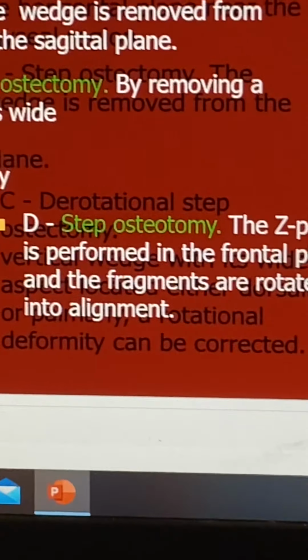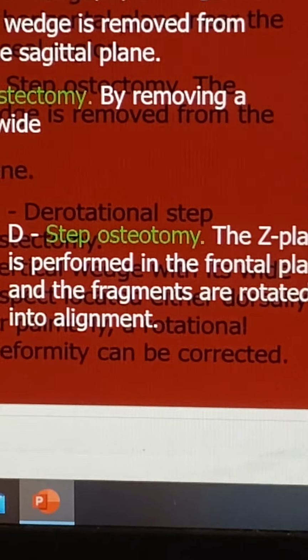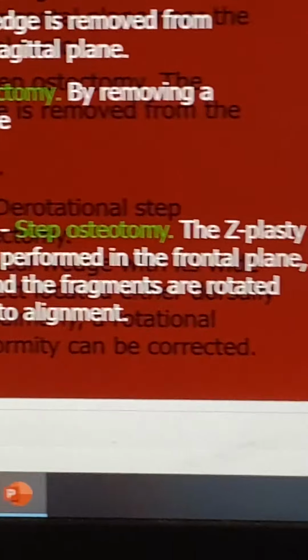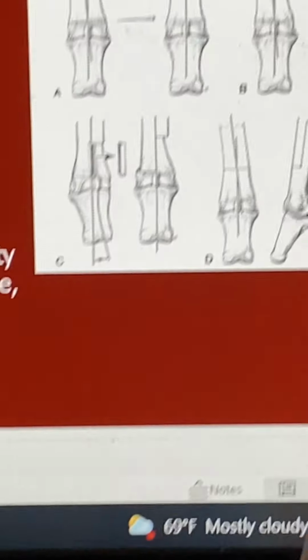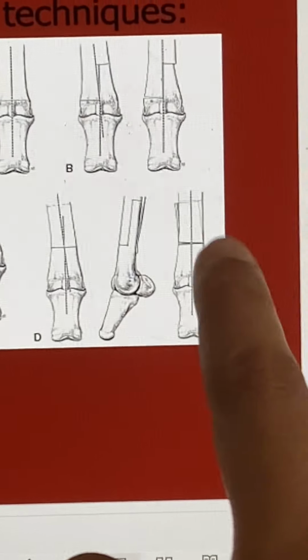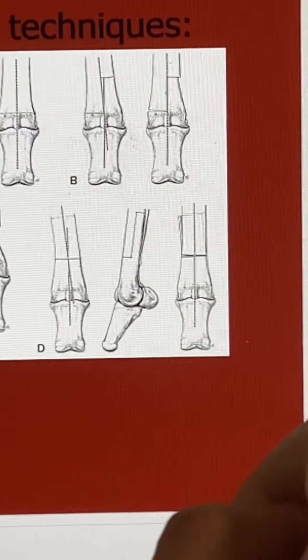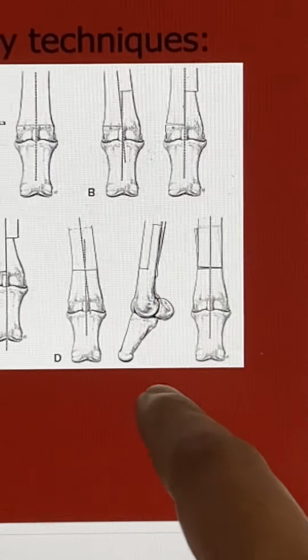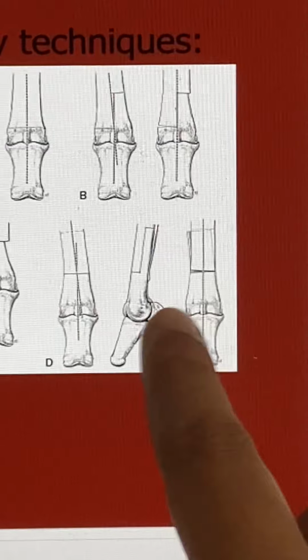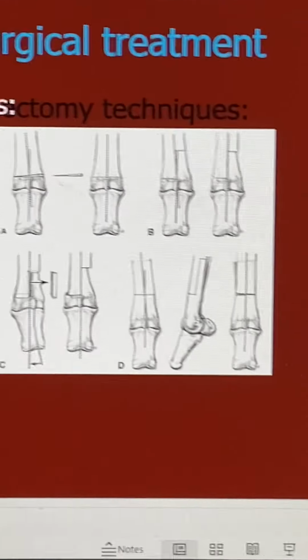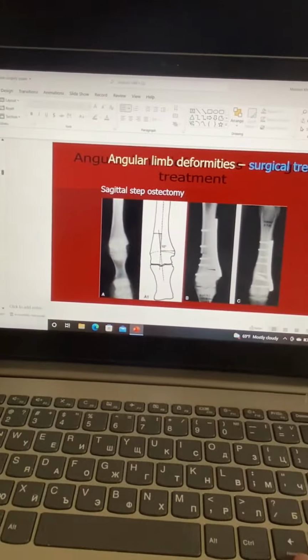And there's the 4th technique, step osteotomy. So everything else was an ostectomy. This is the only osteotomy. So you do a Z-plasty, on the frontal plane, and the fragments are rotated into alignment, basically.